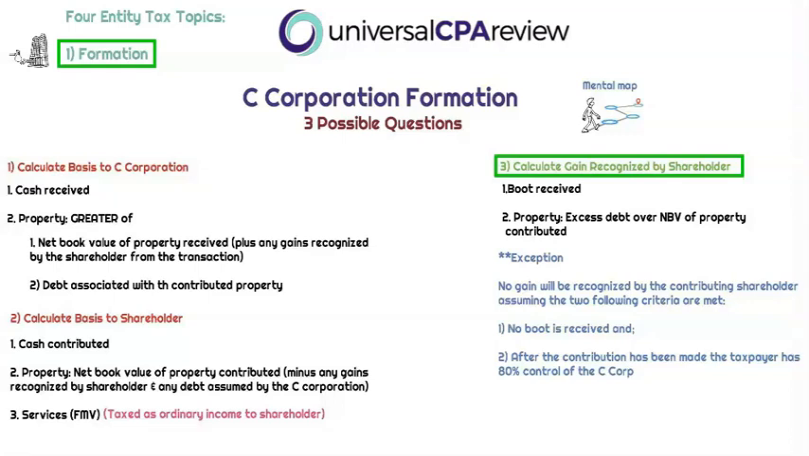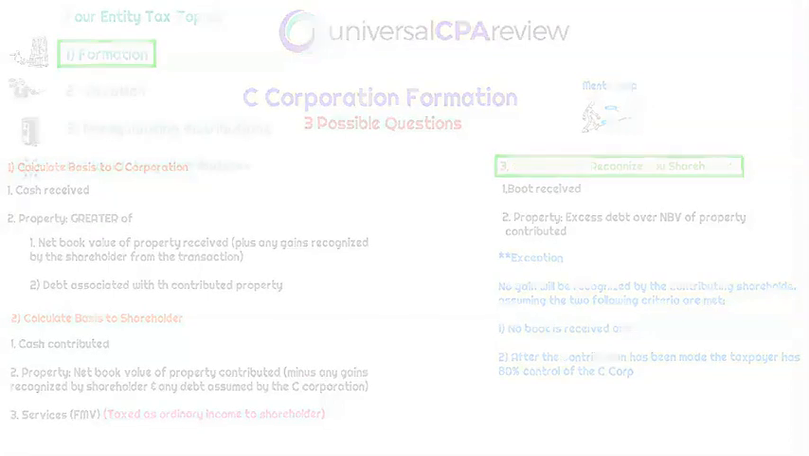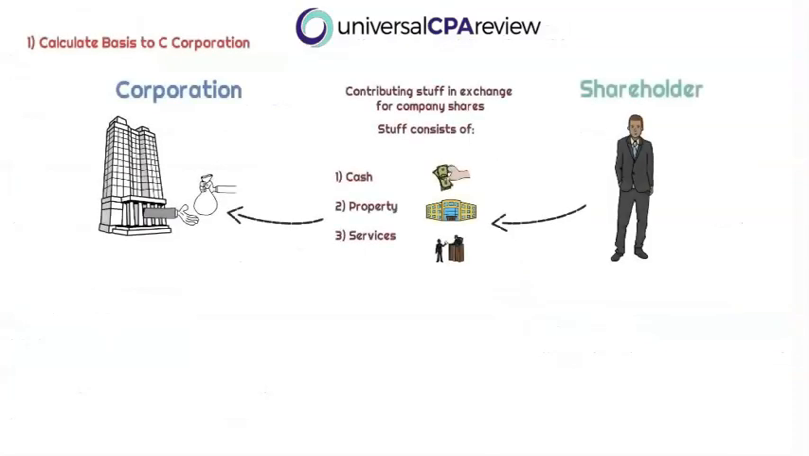So now we're going to build a mental map for each of these items, and we're going to break these out one by one and show you how to get to the bottom of each question they throw your way. We're going to create a menu of options, if you will. Okay, so let's address question number one. The basis to the corporation for the property that has been received. So here's the deal.